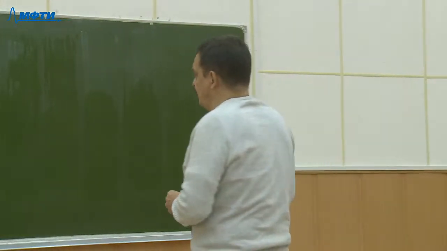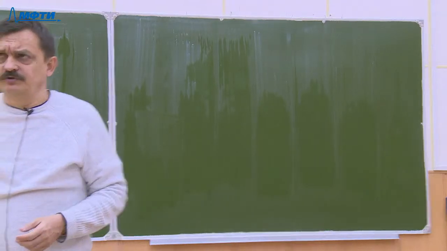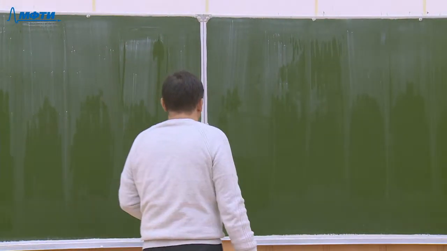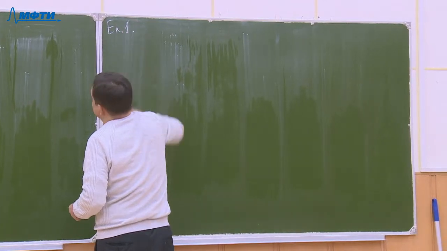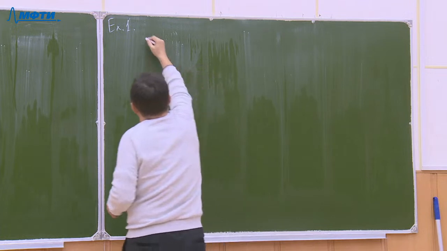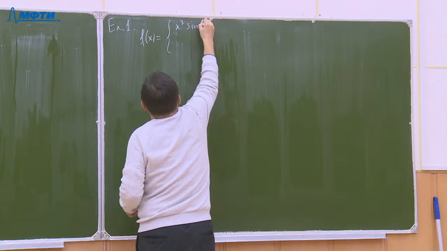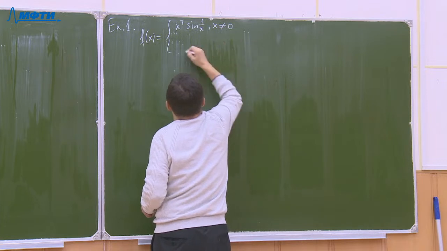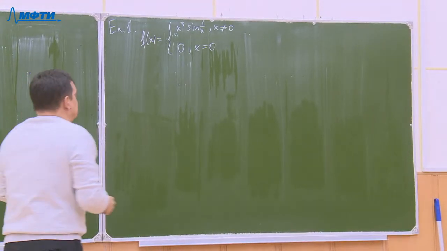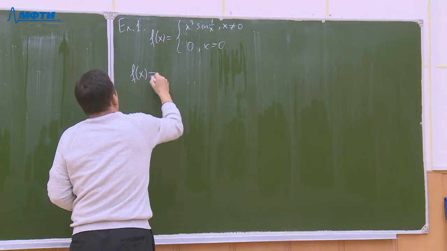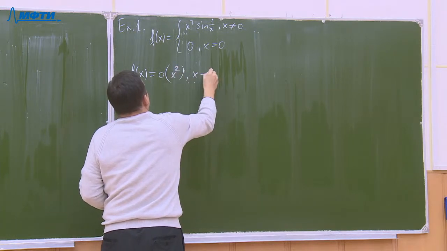So we continue, and I would like to give an example which shows the difference between asymptotic expansions and Taylor expansions. So, example 1 for that section. Consider the function f of x equals x cubed sine 1 over x as x not equals to 0, and 0 as x equals 0. Obviously, we have the asymptotic equality little o of x squared as x tends to 0.